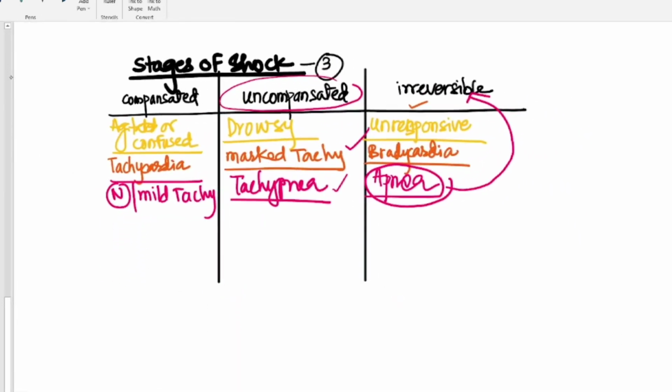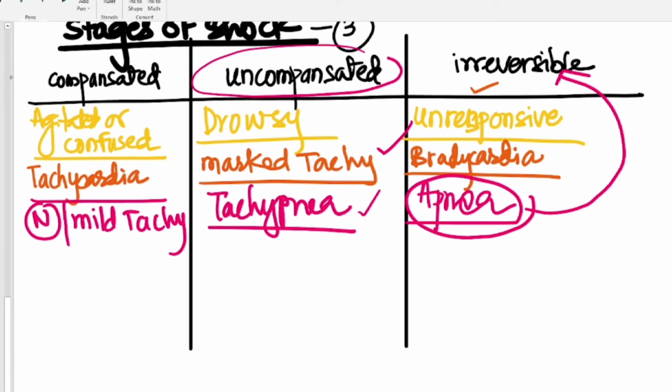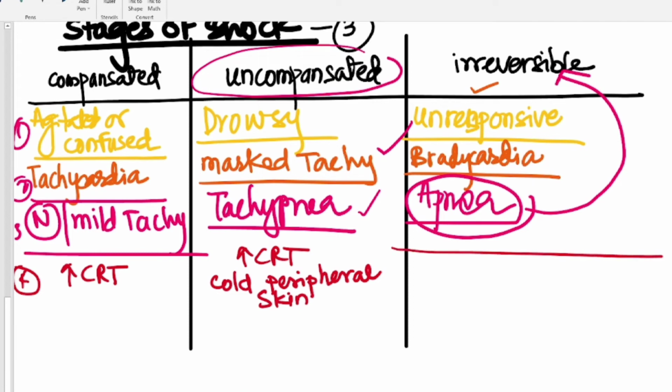The fourth one, which says CRT. What do you mean by CRT? Capillary refilling time. There is increased CRT, but cold peripheral skin with increased CRT means the body is not compensating. And the fourth one, irreversible, means obviously there is increased CRT, cold extremity, cyanotic, and mottled skin.